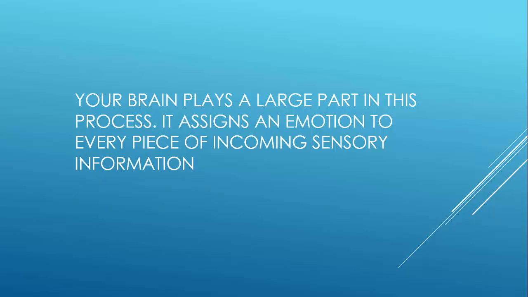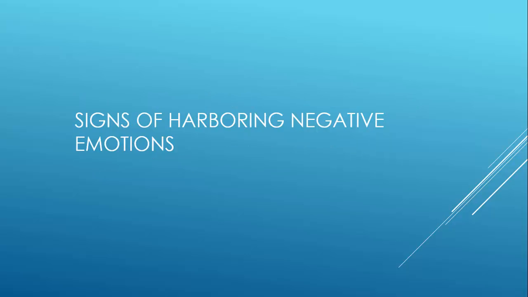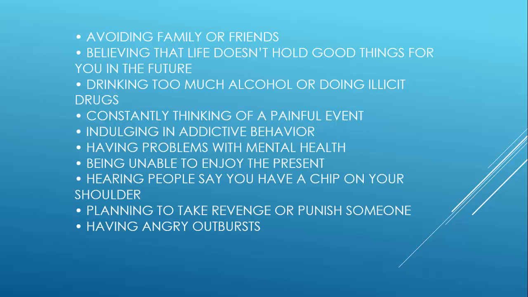So I want to look at some of the signs of harboring these negative emotions, and how you can tell that you're having these in your life. If you're acting in any of the following ways, which I'm going to talk about, you may still be in the grip of negative emotions. It's likely that you need to forgive someone or yourself for some past mistake. Let's look at some of these signs and talk through some of these as I list them out here. So the first one here, avoiding family or friends.